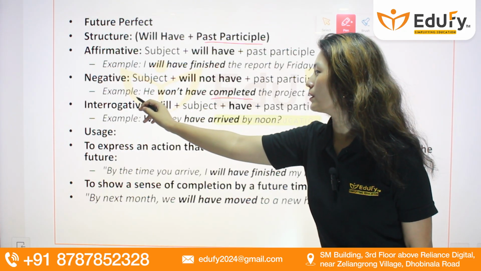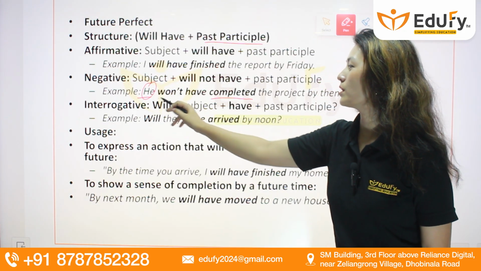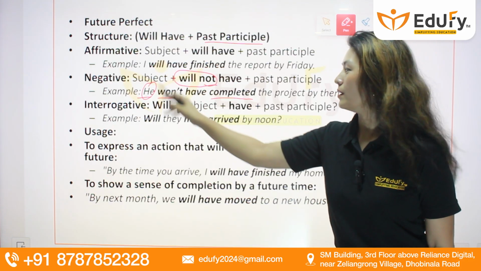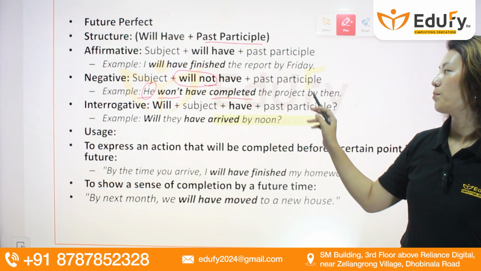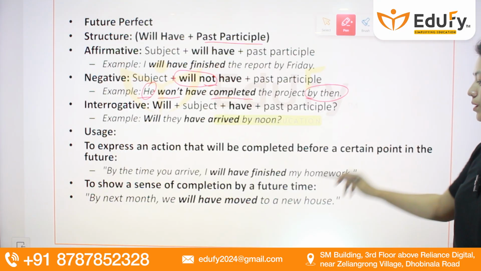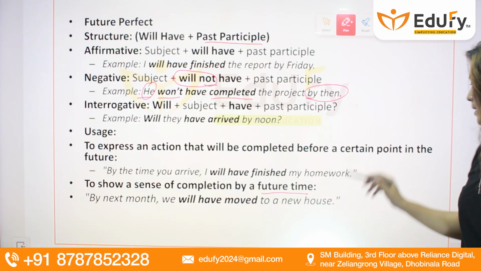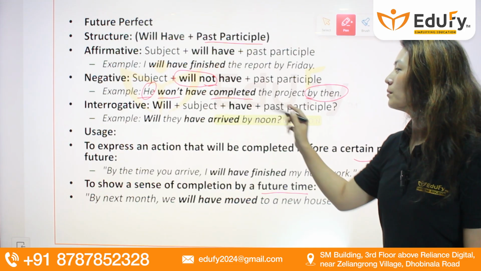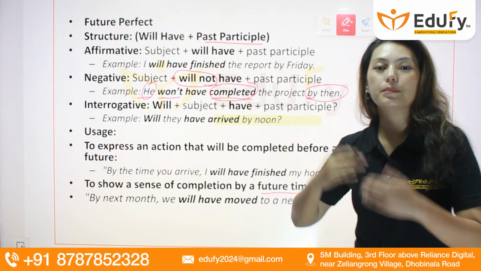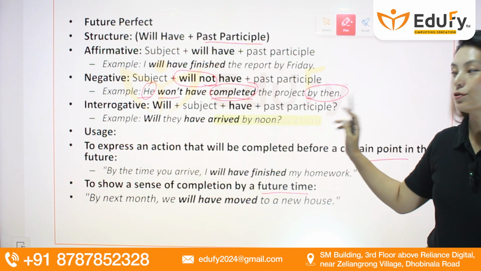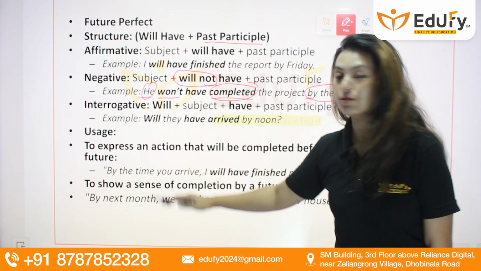For example, take a look at the sentence. He is the subject, won't is the short form of will not. He won't have completed the project by then. So by then talks about what? A future time or a certain point in the future, right? And what are they talking about? Actions that will be completed at that very future point in time. Through this example, you understand the usage as well.